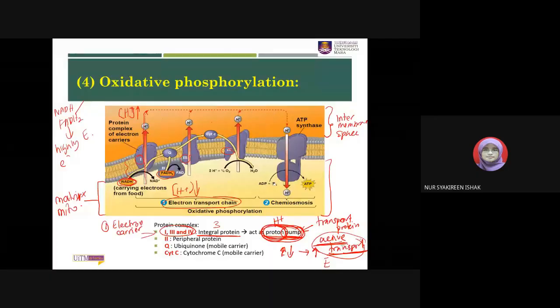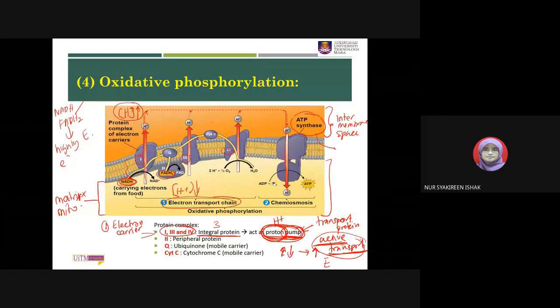Okay, so from low concentration to high concentration across the proton pump. Okay, across the proton pump here. So they can pump across. So hydrogen ion will be accumulated in the intermembrane space. So once hydrogen ion is accumulated, you have a high concentration of hydrogen ion in the intermembrane space. What happens next is that the hydrogen ion will diffuse back into the matrix, okay, using this protein, ATP synthase.